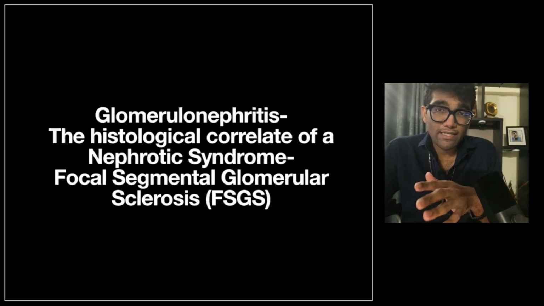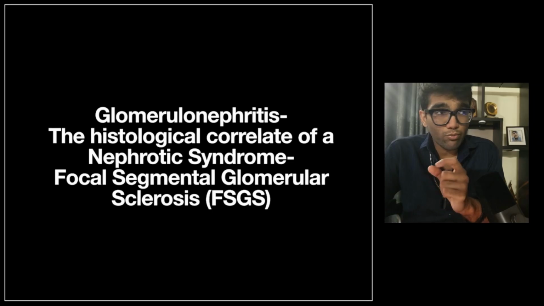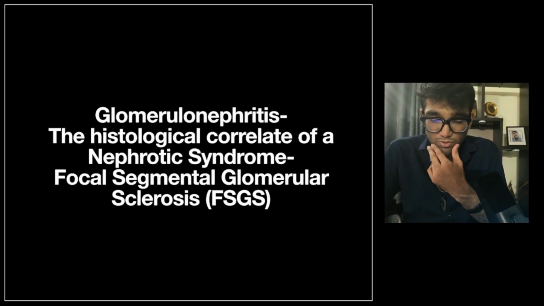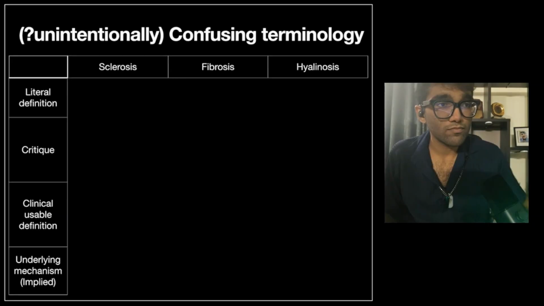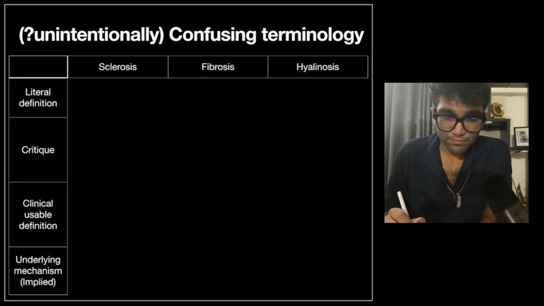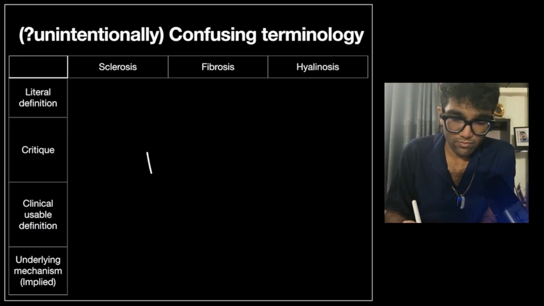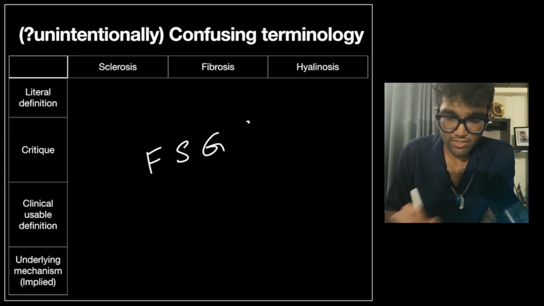Basically, all of these entities on electron microscopy will show podocyte effacement, because the pathology is primarily affecting the podocyte. Now coming to the interesting part of the discussion, that is focal segmental glomerulosclerosis. So what about our terminology in the case of FSGS? So here we've got FSGS.